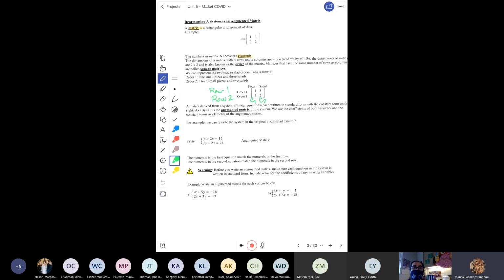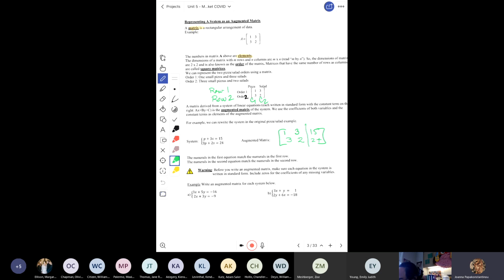So if I were to rewrite this system as an augmented matrix, my augmented matrix would be, well, I have in the first order 1 pizza, 3 salads costing how much? $15. My second row is going to be order 2. So order 2 consists of 3 pizzas, 2 salads, and it costs $24.